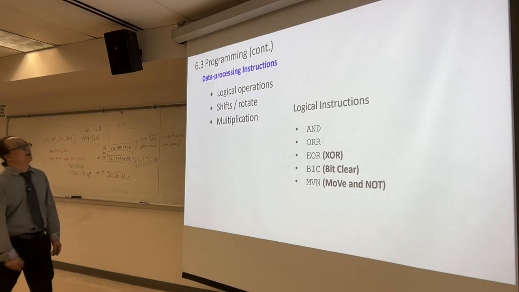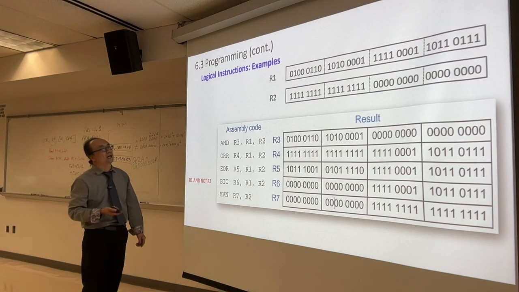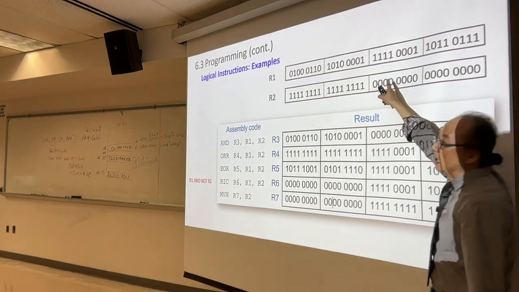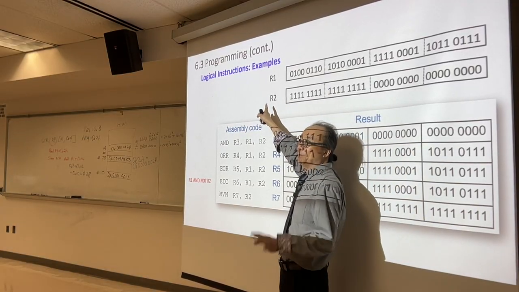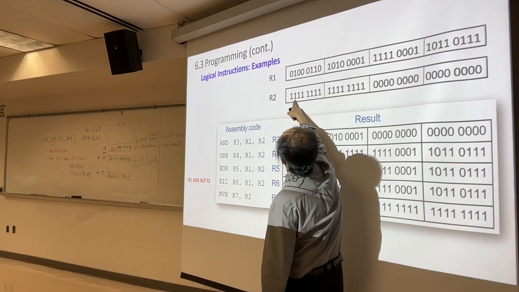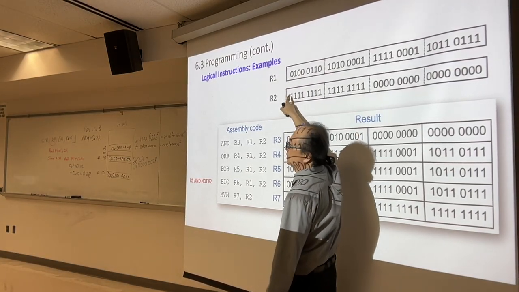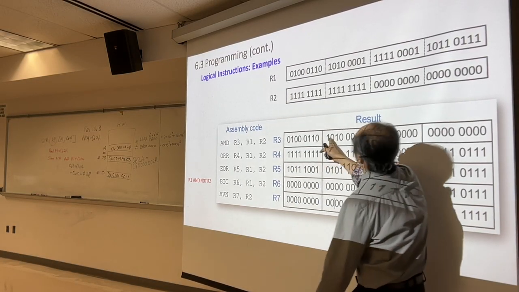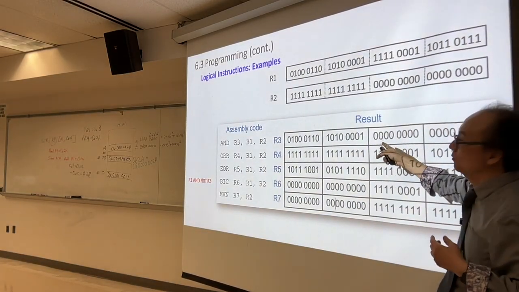So quickly, data processing instruction logic operations. We have AND, OR, XOR, bit clear, move, and NOT. It's on the slide, you don't have to copy this down. You are given R1 and R2. We want to AND them bit by bit. For these, 1 and 0 is 0, 1 and 1 is 1, so you can copy that down. And since 0 and something is 0, everything else is 0.